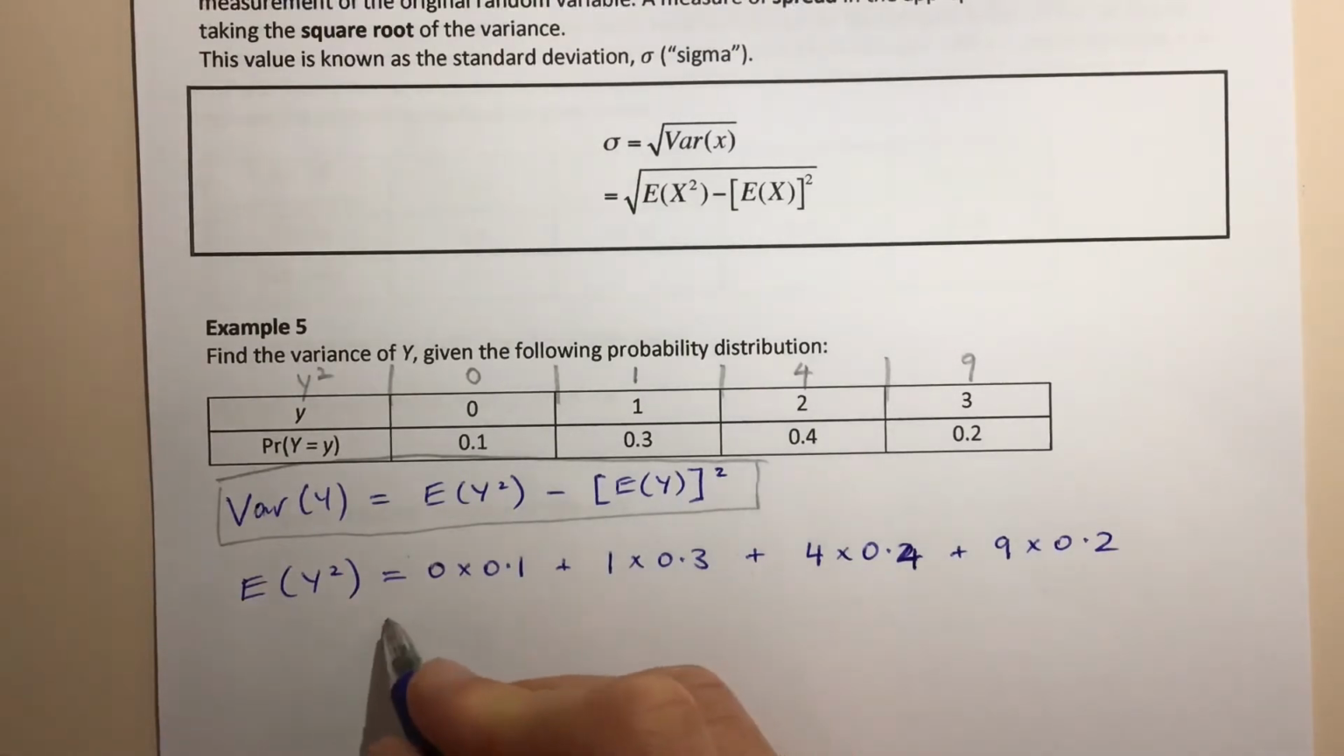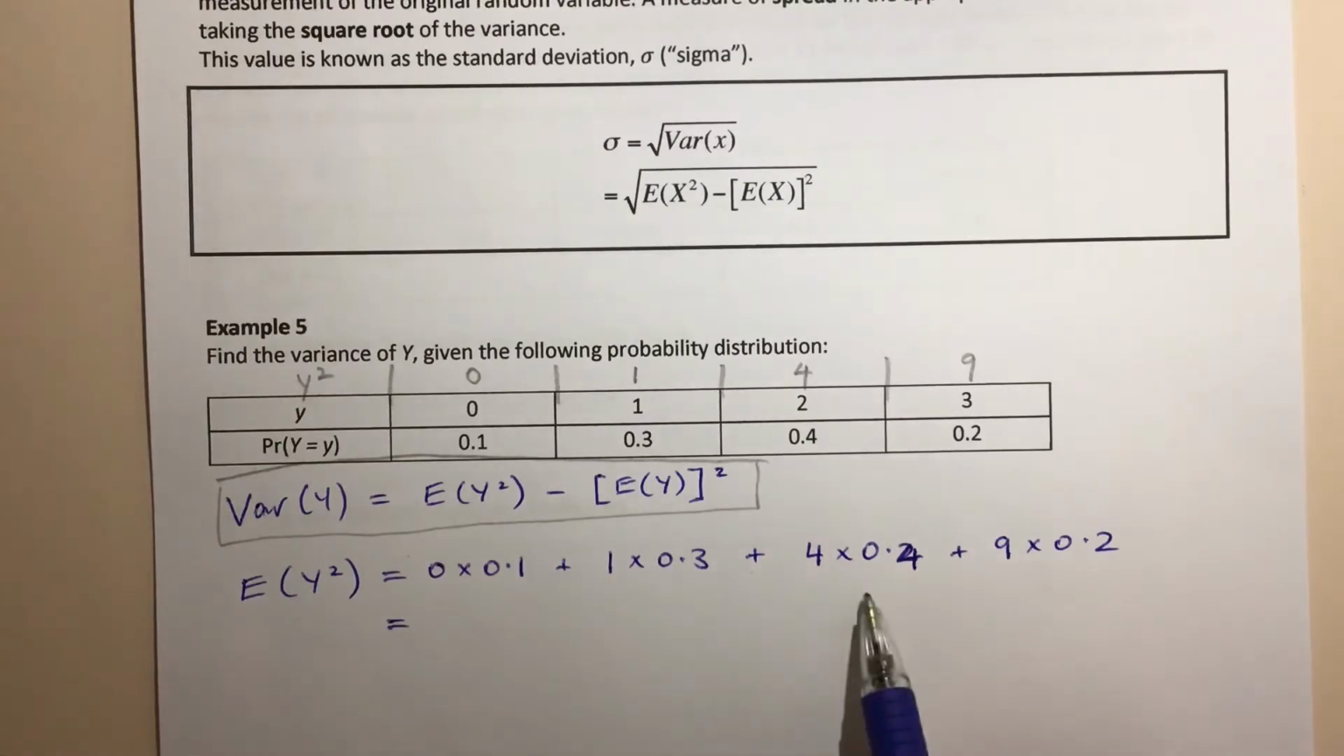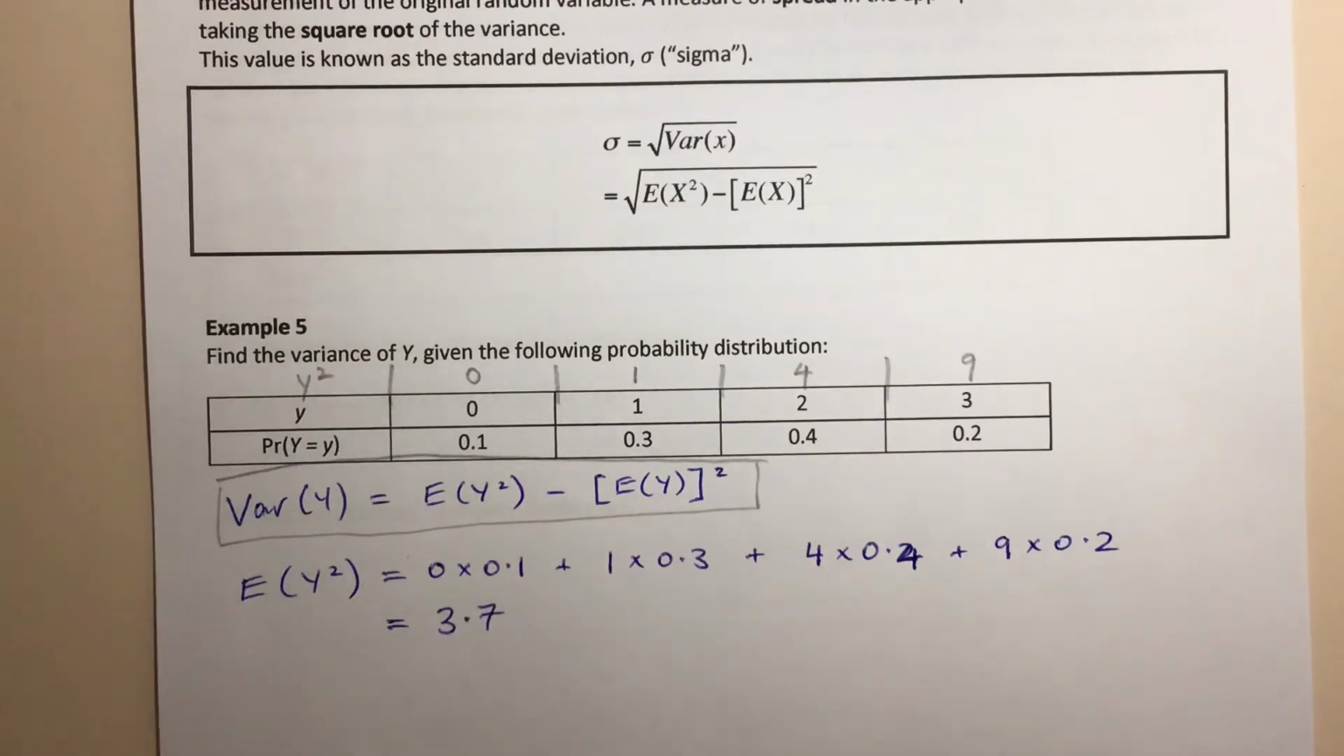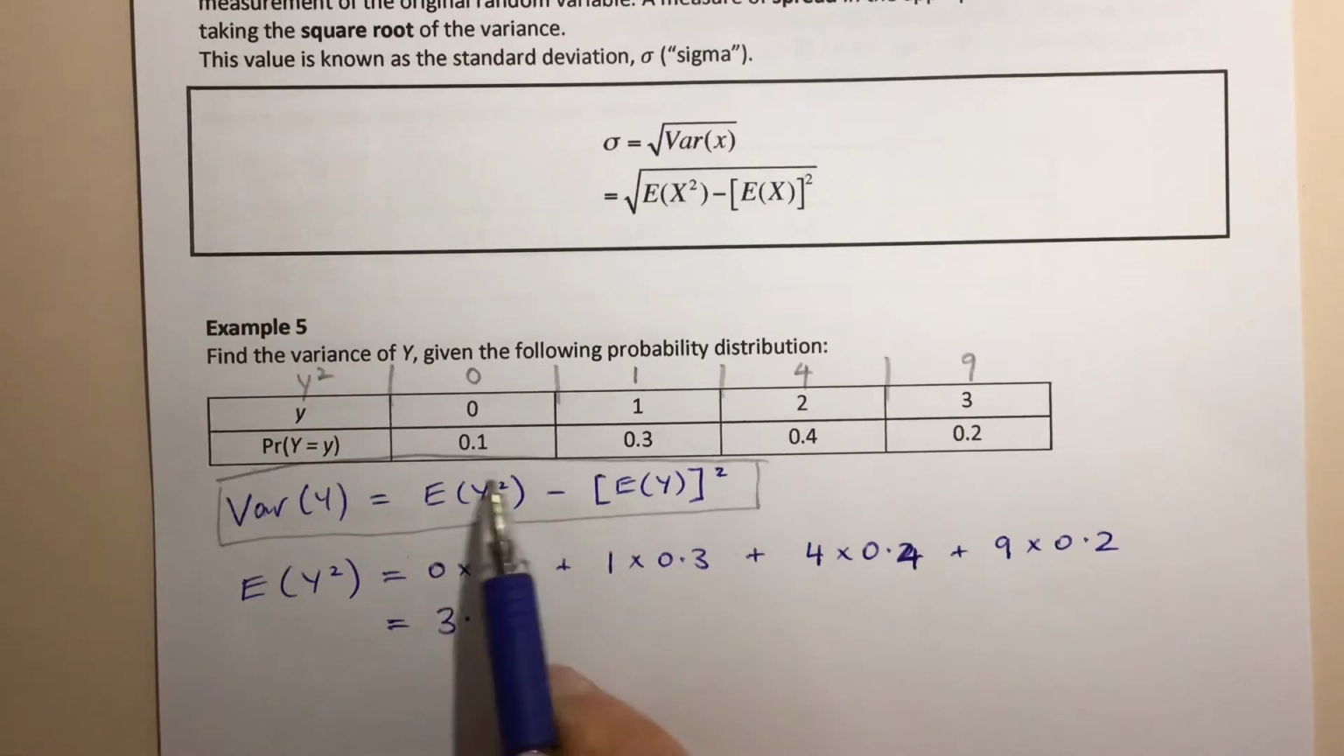Okay, so let's work this out. So what have we got? That's going to be 0, that's going to be 0.3, that's going to be 1.6, and that's going to be 1.8. So 0.3 plus 1.6, that's 1.9, plus 1.8. If I've done that right in my head, I think we're going to get 3.7. So that's our expected value of y squared. That's the first part.